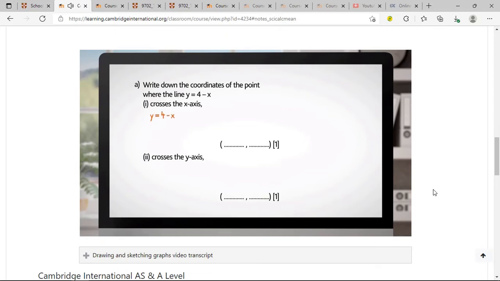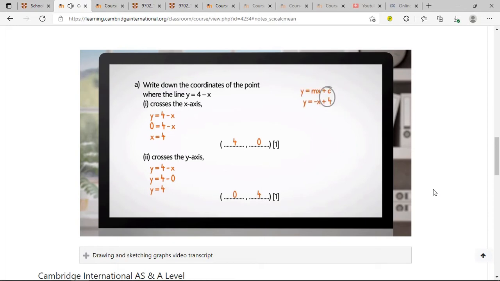This means you can find the answer to part 1 by putting y equals 0 in the equation of the line. You can then solve the equation for the value of x. So let's consider what happens on the y-axis. On the y-axis, the value of x is always 0. This means you can find the answer to part 2 by putting x equals 0 in the equation of the line. You can then solve the equation for the value of y.